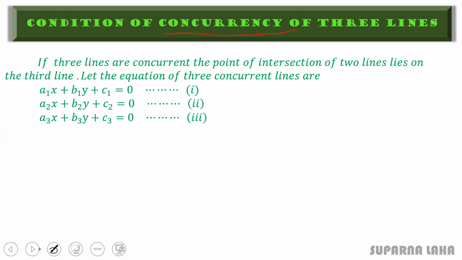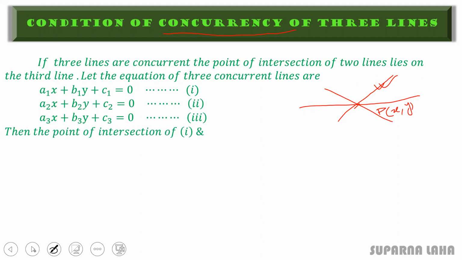Now, if these three lines are passing through a single point, firstly take the two lines passing through a point P. Now it is given that the third line is also passing through the point P. That means the third line will satisfy the coordinates of P, x and y. Right? So firstly find the coordinates of the intersecting point of these two lines, 1 and 2, and this point must lie on the third line. That condition we need to find. So firstly find this point of intersection of 1 and 2.